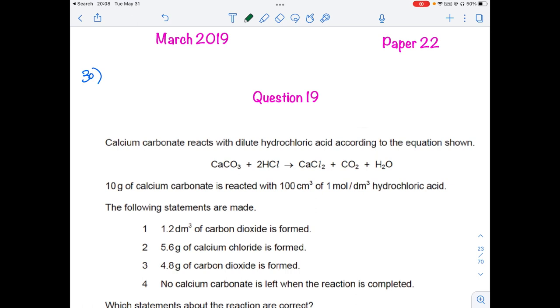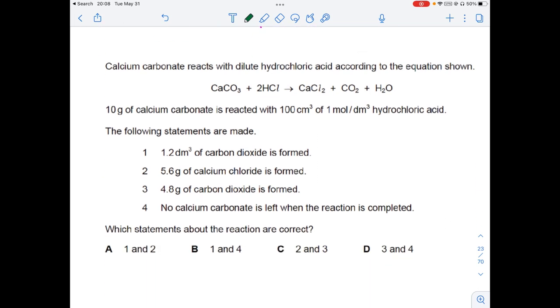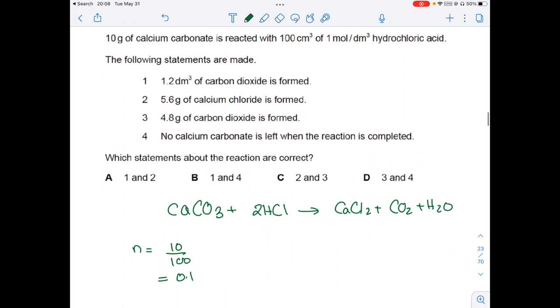So coming to the next question, question number 30 from March 2019, paper 22, question number 19. Calcium carbonate reacts with dilute hydrochloric acid according to this equation. Let me write that equation: CaCO3 + 2HCl gives CaCl2 + CO2 + H2O. Now, he has given 10 grams of calcium carbonate, so I am going to find the moles of calcium carbonate: 10 divided by Mr, which is 100, so 0.1.